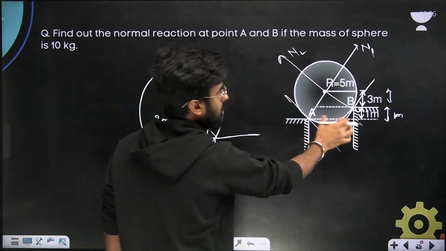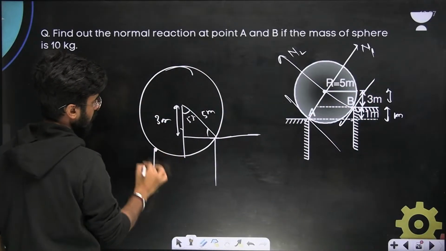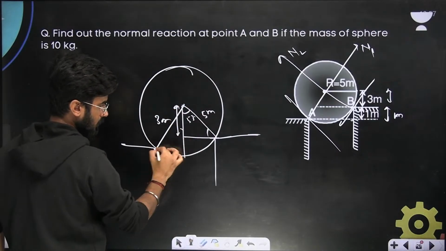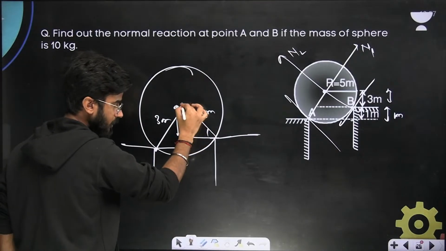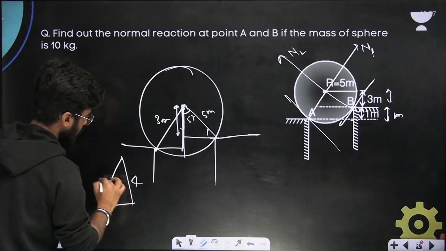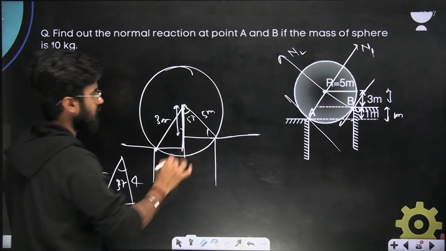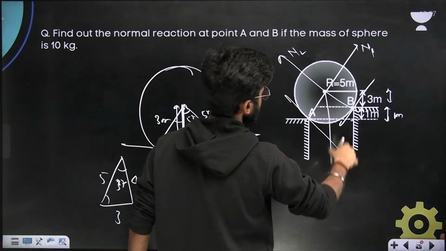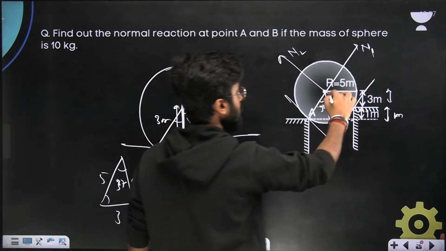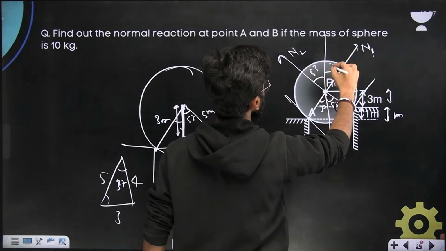Similarly, since this is 3, this is 1, so the total from here to here is 4. I'm just drawing this triangle. This is 4, this is 5, so this will be 3, and this angle will be 37, and this will be 53. So I'm just writing the angles, that this is 37 and this is 53. This will be 53 and this will be 37.